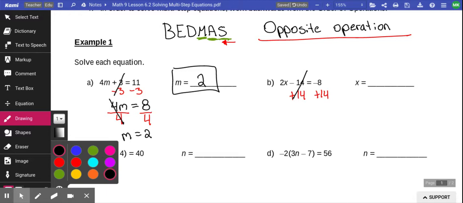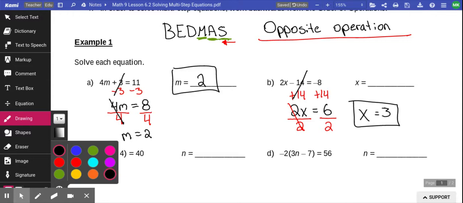So when I add 14 to the left side, it cancels out. I'm going to reorganize my work. So I have 2x equals negative 8 plus 14 is plus 6. So I did something in red, and then I reorganized my work in black. The next thing I have to do is get rid of that 2. That means 2 times x. The opposite of timesing or multiplying is dividing. So I'm going to divide both sides by 2. Gives me my final answer of x equals 3.